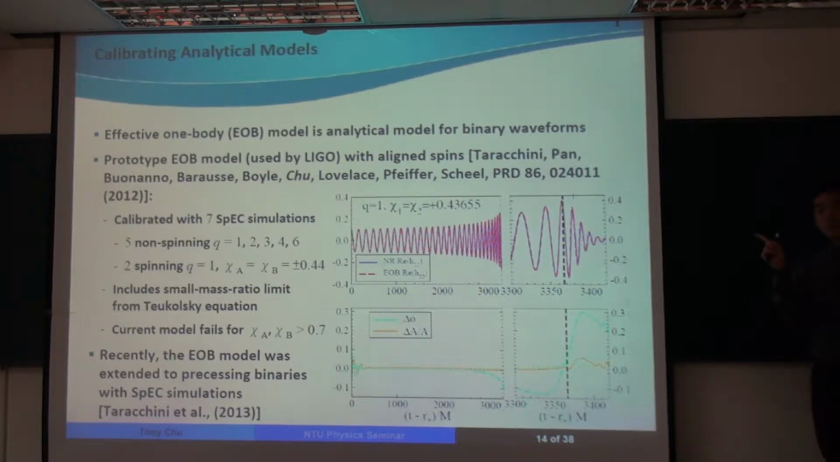You're at some degree away from the vertical axis, for instance, and this causes the orientation of the orbital plane to change during the evolution.